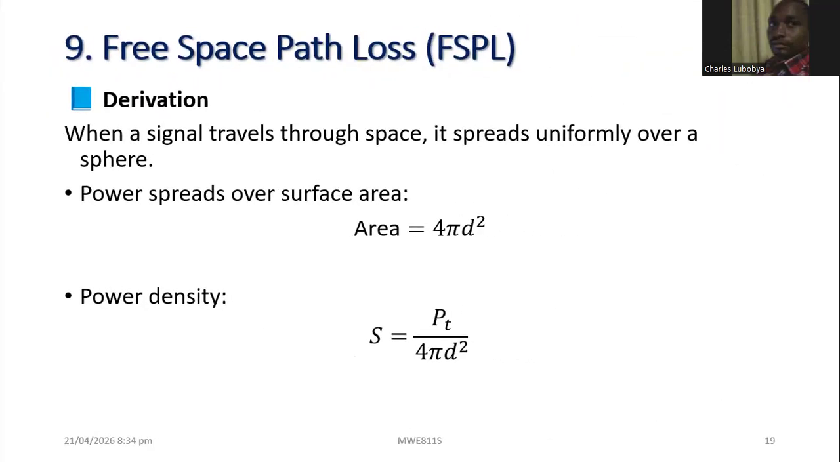Next, still under free space path loss, we can also calculate the power density of a signal. If I know the transmitted power and the distance, you can calculate it as the transmitted power divided by 4 pi d squared, where 4 pi d squared is the area of a sphere over which the signal is spreading as it moves in space.